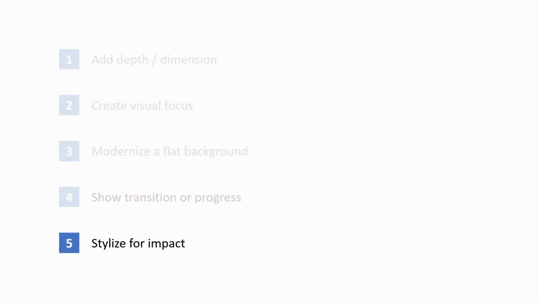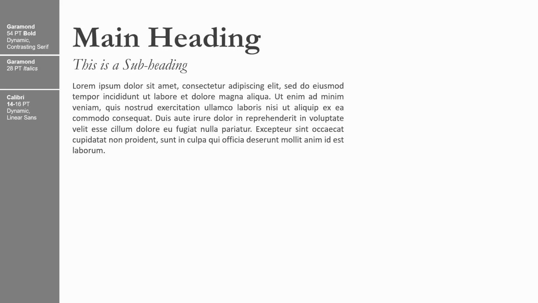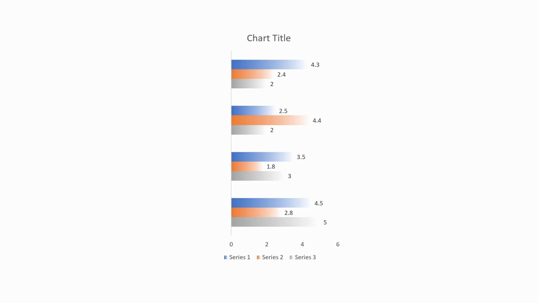And finally, for the fifth reason, we can use gradients to just stylize for visual impact. This is not needed, but it's nice to have. So for example, we have this simple slide with a gray bar on the left-hand side. We can turn this gray bar into a gradient like so to just stylize the slide and bring interest to it. Another example is we can turn a simple flat chart into a gradient like so, where on one end we have a solid color. On the other end, we have used a neutral color like white as an anchor. So those are some of the key reasons why we might want to use gradients.